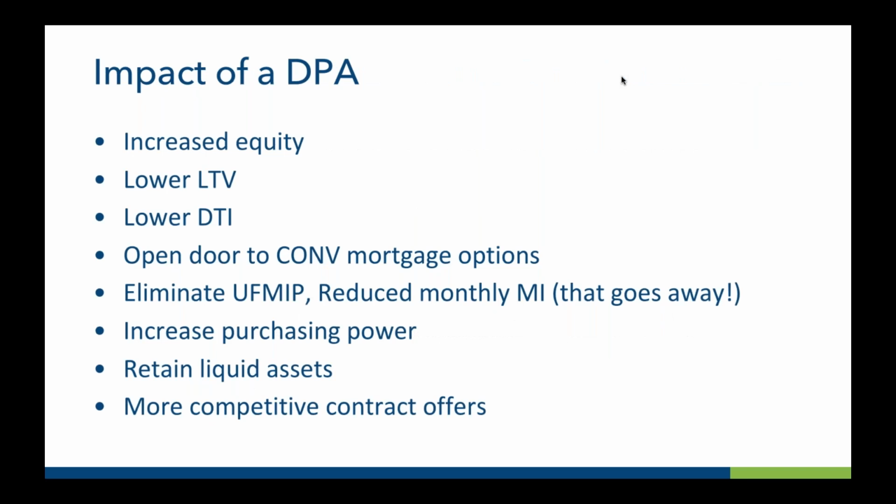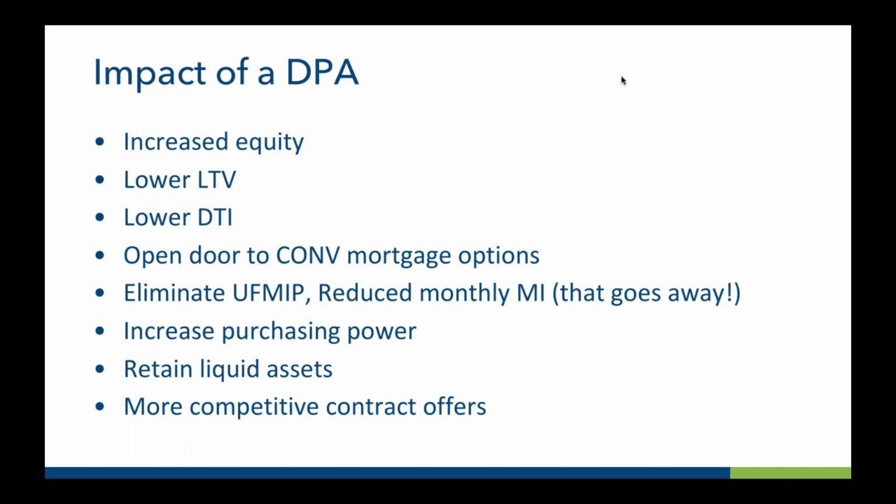What's the impact of a DPA? And maybe this is obvious to everybody, but part of the goal today is to really break this down and talk about pitfalls and obstacles and our shortcomings, if we can be honest. So it obviously increases equity when you apply a down payment assistance program to a loan app. It does so by lowering the loan to value. But when you lower the loan to value, you lower the loan amount, you lower the debt to income ratio. You're opening the door to conventional mortgage options potentially. And if you can do that, you can eliminate the upfront MIP. You can reduce the monthly MI, so further lowering PITI, right?